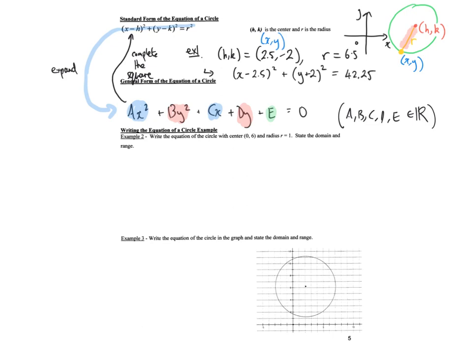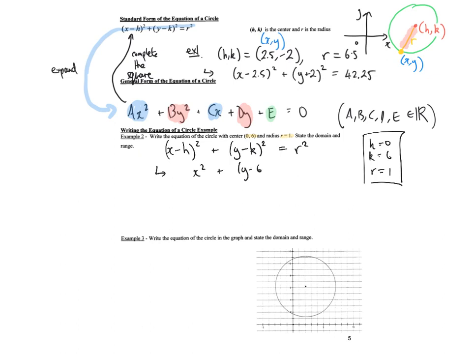Let's look at example 2 here. So we're given the centre and the radius. We're asked to write down the equation and then state the domain and the range. Well, first things first, let's write down the equation. We remember standard form looks like x minus h all squared plus y minus k all squared equals r squared. Well, for this example, what do we have? We have h is 0, k is 6, and r equals 1. So that, when we substitute in, we'll get x squared plus y minus 6 squared is equal to 1 squared. Nice.